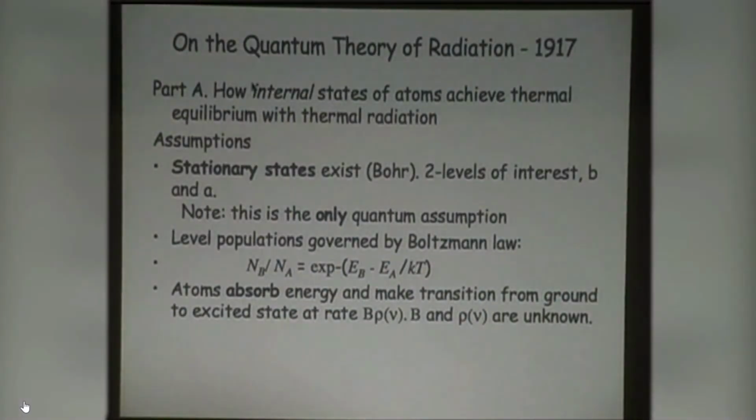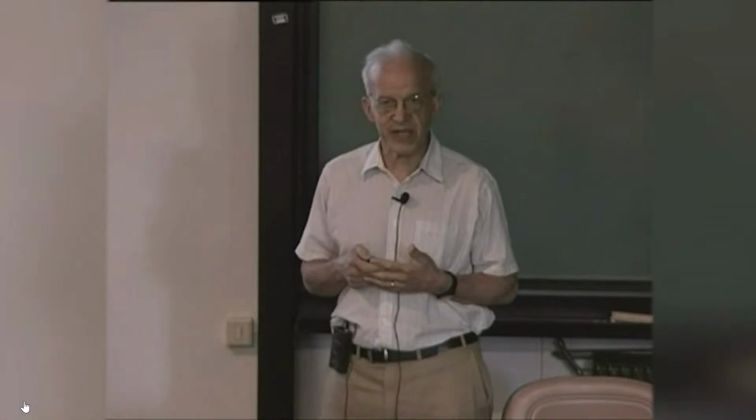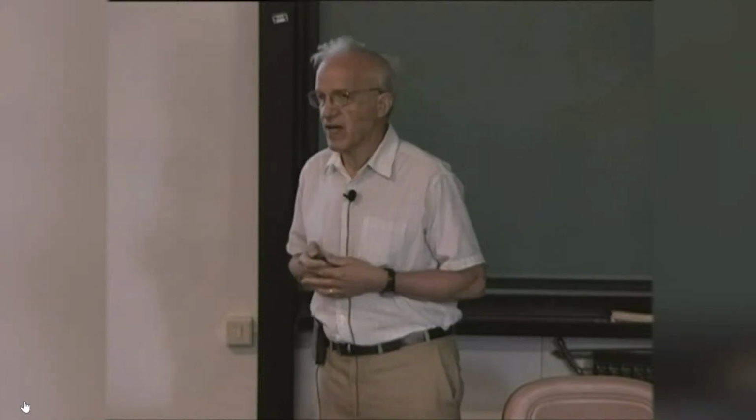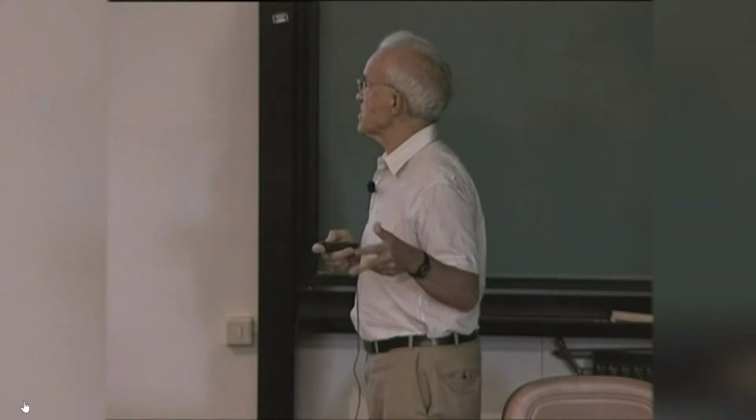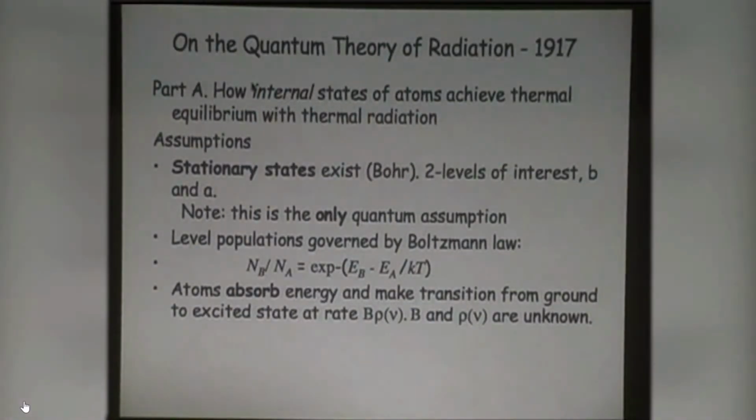So he made a number of assumptions, and they're very interesting assumptions. The first one is that he took for granted the existence of stationary states of atoms. That idea had been postulated just a few years before by Bohr, but he just took it for granted. That's the way things are. And he considered just two levels of interest. That is the only quantum assumption that he really makes in this paper. He assumed that the level populations are governed by Boltzmann's law, that the distribution of these two states is given by Boltzmann.